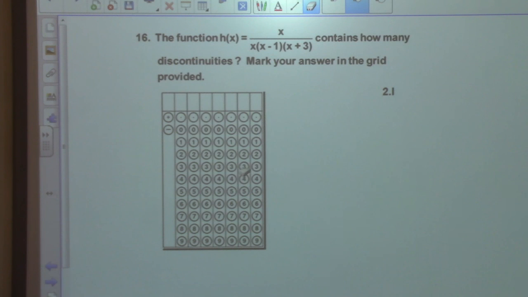Okay, we get to these right here. This function contains how many discontinuities? Okay, it contains 3. X cannot equal 0, X cannot equal 1, X cannot equal -3. And if you graph this in your calculator, go to your table view, you'll see 3 errors sitting right there. And so you can go 3. And the way this is set up for the grid, you can mark 3 anywhere in here. And positive is assumed if the thing is not negative. So that's a correct answer for that.